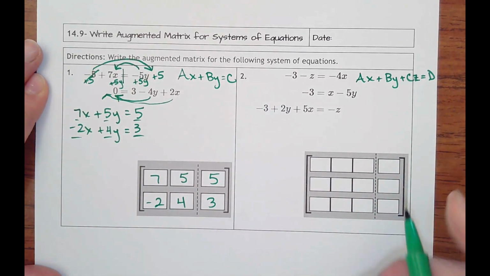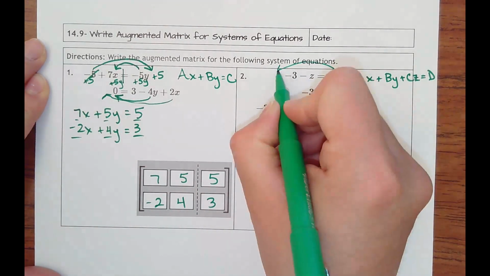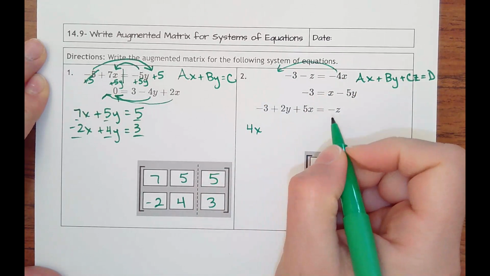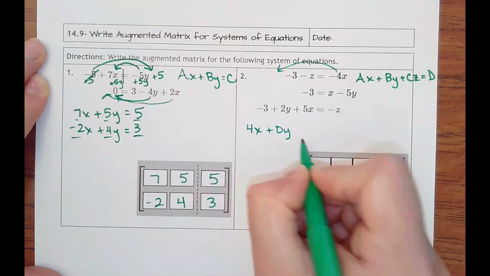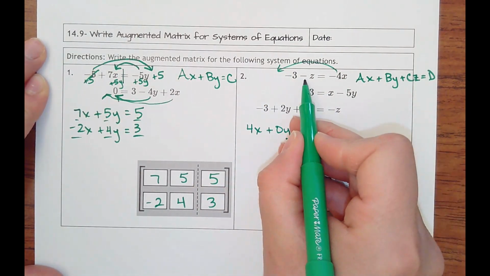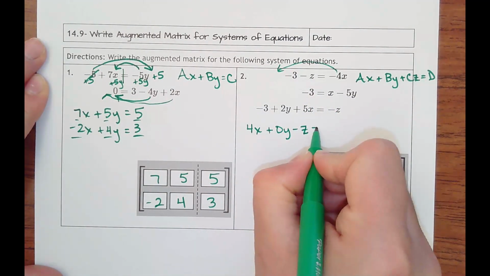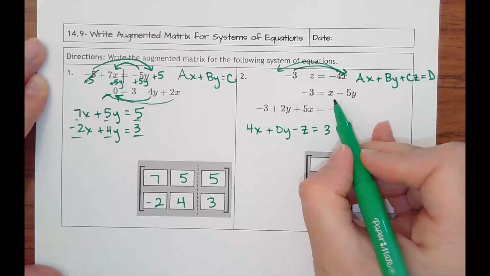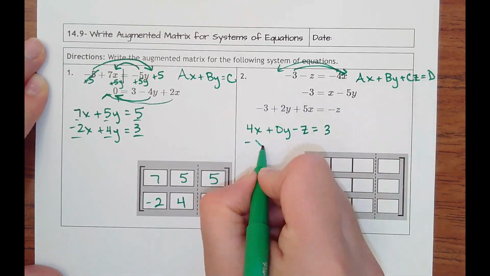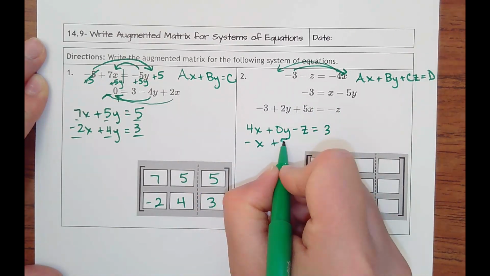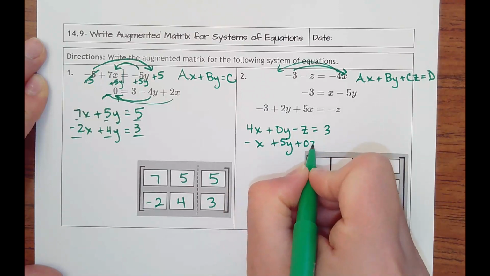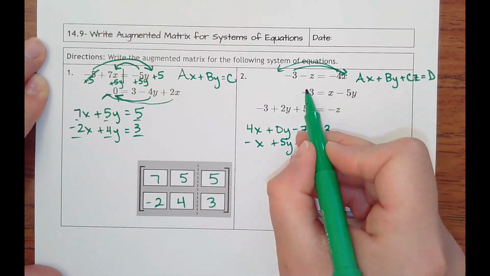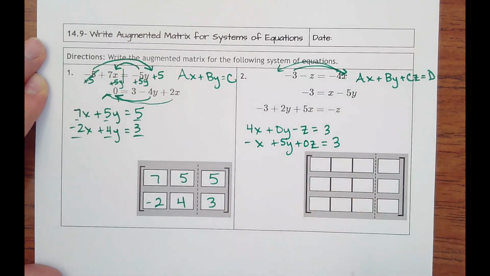Okay, so number 2, I'm going to move the negative 4x, so now it's positive 4x. I don't see any y, so I'll go ahead and just fill it with a 0y. Minus z is on the correct side, but my negative 3 is on the wrong side, so I'm going to add 3 and it's positive. The next one, I'm going to subtract x, add 5y. I don't see any z, so I'll put a 0z. Negative 3 needs to move, so now it's positive 3.